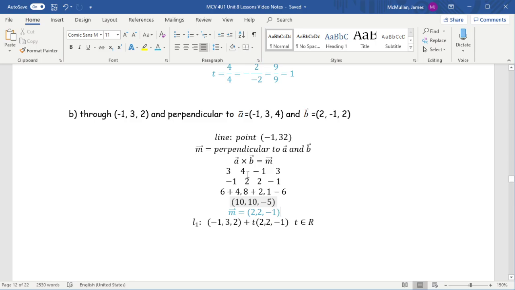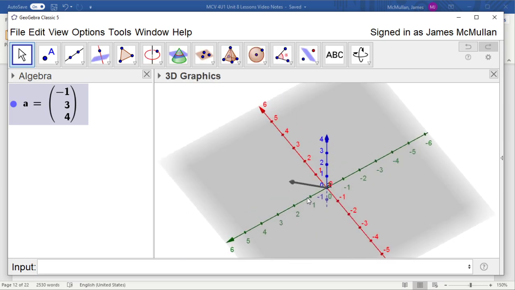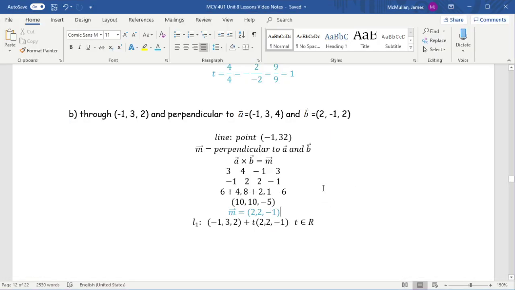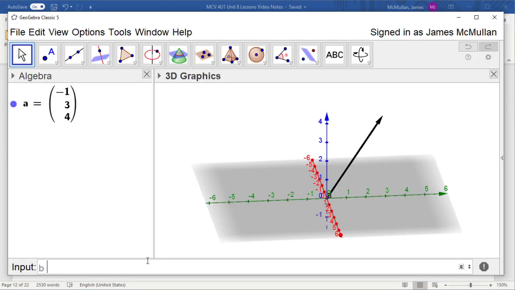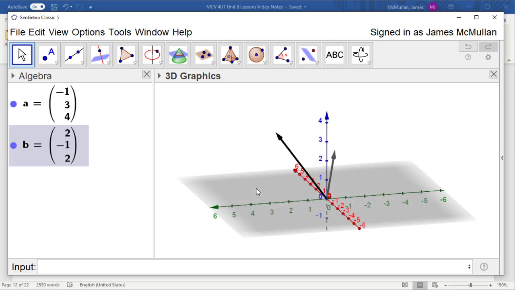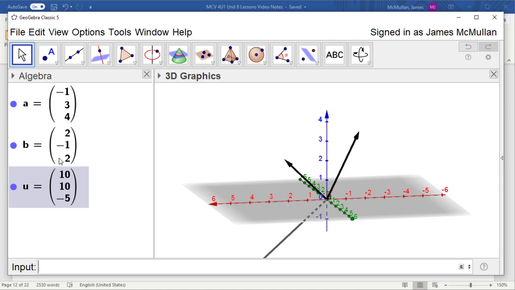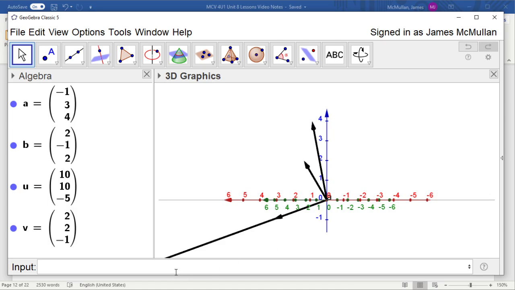Okay, let's draw the two vectors they gave us. So the point and then the vectors. So A is negative 1, 3, 4. Okay, so there's vector A. Again, many things are perpendicular to vector A. Then you have 2, negative 1, 2, which is B. Again, many things are perpendicular to B, but only one thing is perpendicular to both of them. And again, we get that by crossing A and B. It comes up with 10, 10, negative 5. Right? I reduce that by a factor of 5. It's an optional step. It's not required, but it's a good habit to be in.